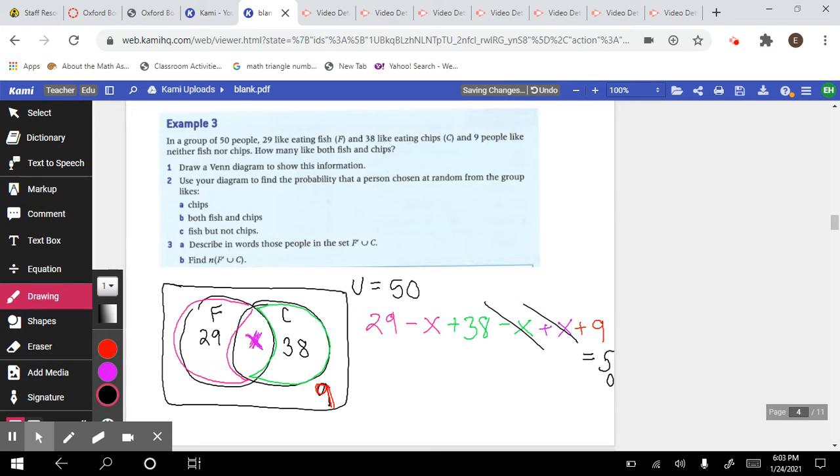So I'm going to calculate this with my calculator here. Hold on one minute. So I'm going to add up the 29, the 38, and the 9 for 76. So 76 minus X equals 50. And then I'm going to solve it like any other equation.